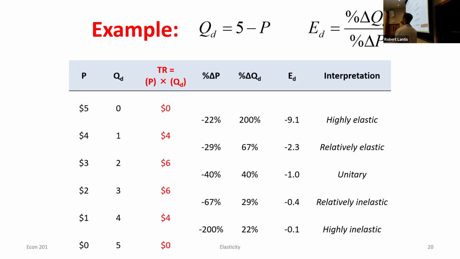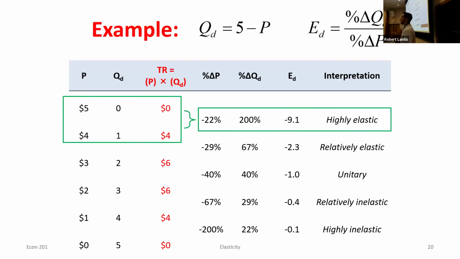So here, I took the same demand curve, nice and linear, right? Here it would have a slope of -1. As I lower the price, what is happening to my total revenues? So if I started out at a price of 5 and I lower it to 4, well, at a price of 5, how many units was I selling? 0. So my total revenue would be 0.